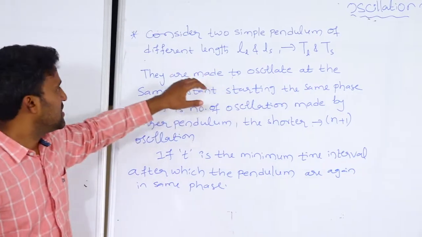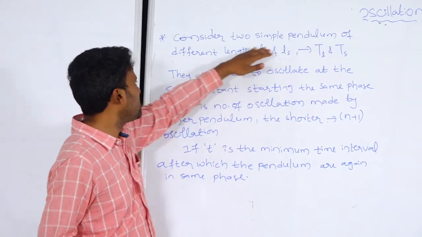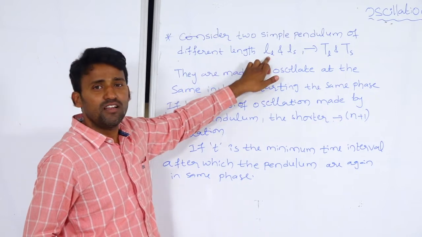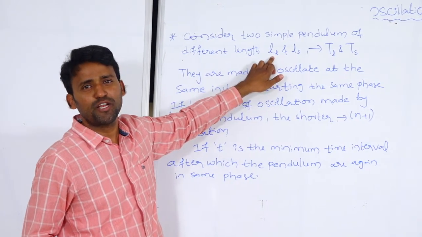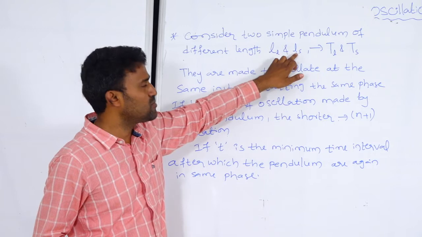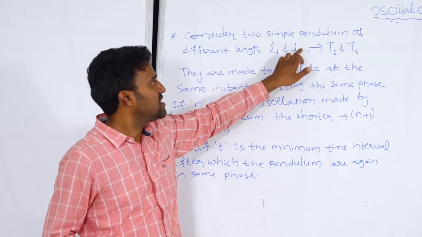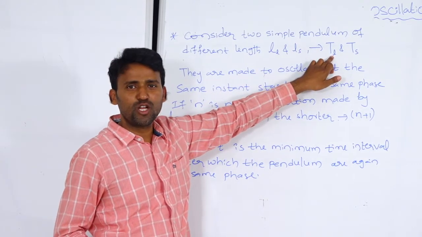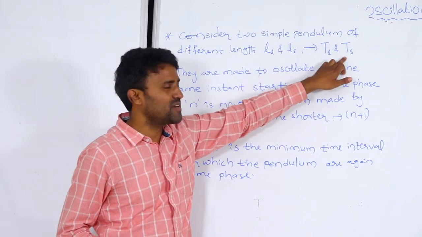Consider two simple pendulums of different lengths. The longer simple pendulum has length L_L, the shorter pendulum has length L_S, and the time period for the longer pendulum is T_L, for the shorter pendulum T_S.